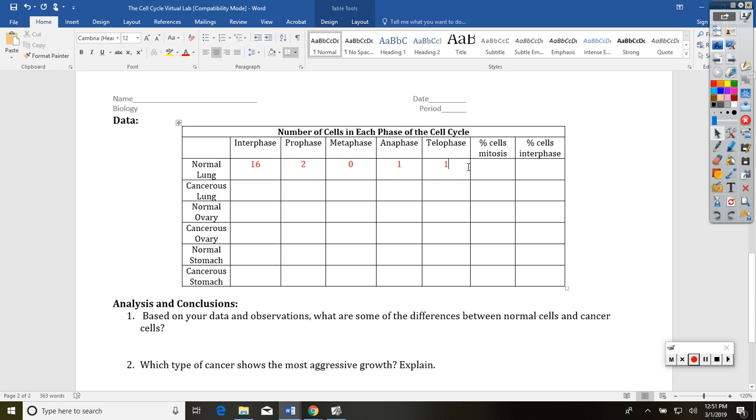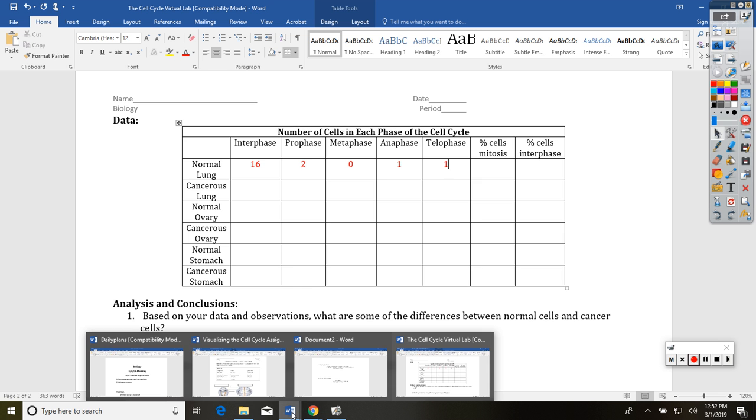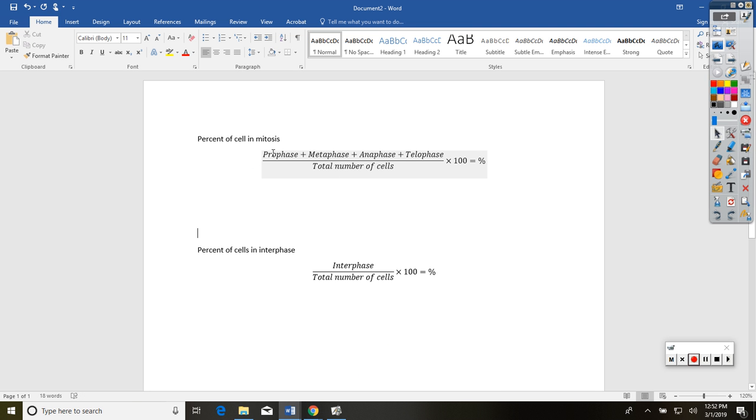So once I've completed one slide, you can either go through and complete the remaining slides, or you can come here and perform your calculations. You have to do all of it though, so it does not matter what order you do it in. For the calculations, I need to calculate the percentage of cells that are sitting in mitosis and the percentage of cells sitting in interphase. Mitosis consists of prophase, metaphase, anaphase, and telophase. So I need to add up all of those phases, and then divide them by the total number of cells that were in the slide to begin with, that were in the sample, times 100, because it is a percent.